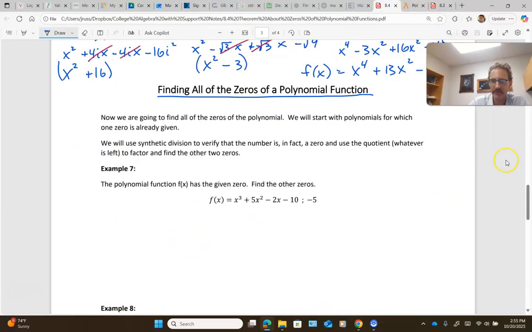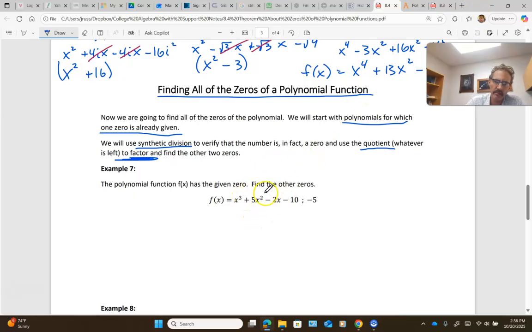So anyway, if you look here at my notes, we're going to start with polynomials for which a 0 is already given to us. And we're just going to verify whether it is or not using synthetic division. And then if it is a 0, then those numbers that we have at the bottom represent the coefficients of the quotient, and the quotient will be the other factor. And then if we can find the zeros of that other factor, then we can find all of the zeros of this polynomial.